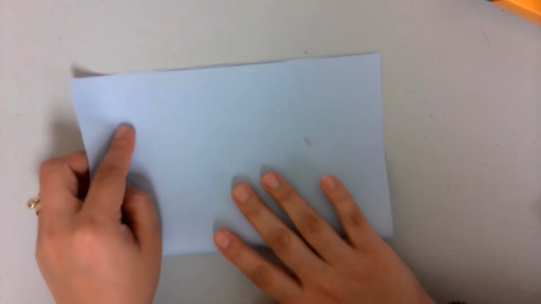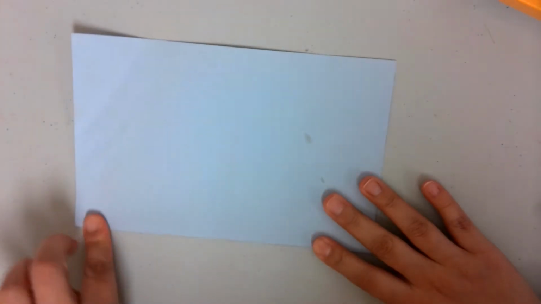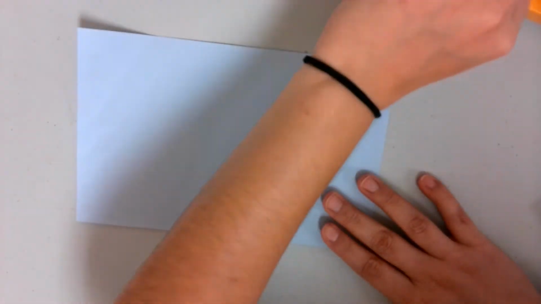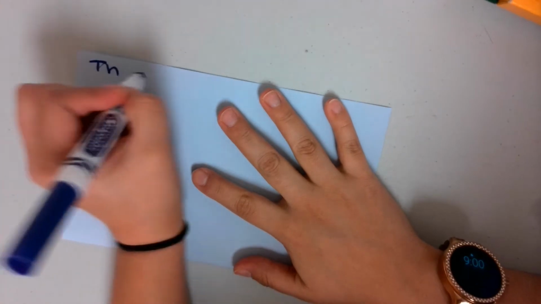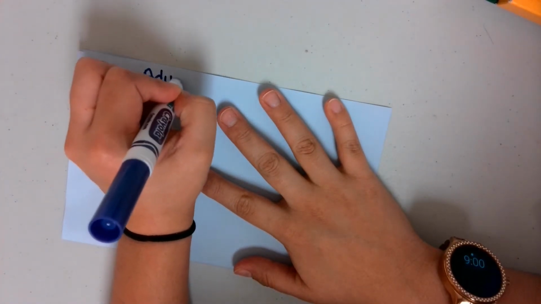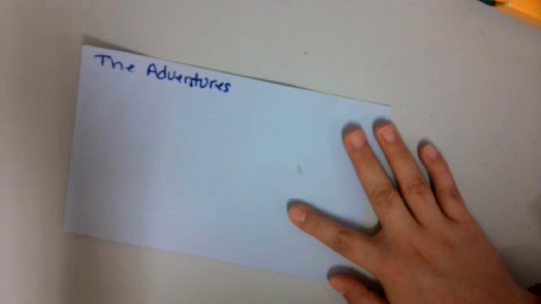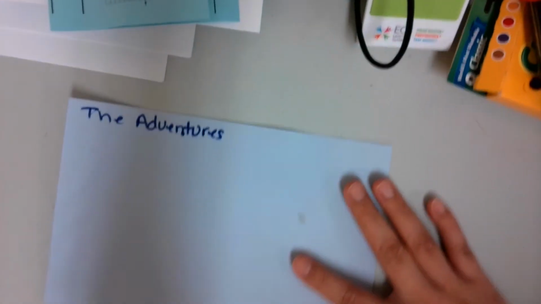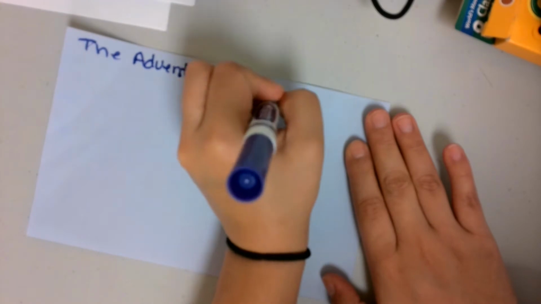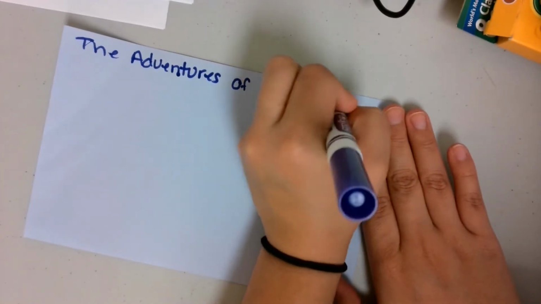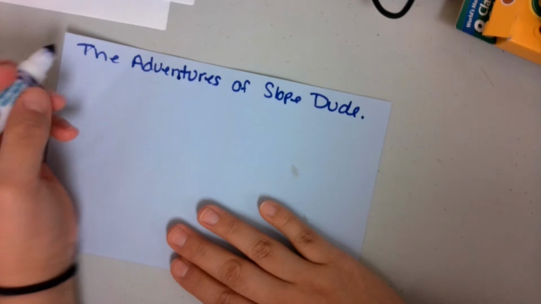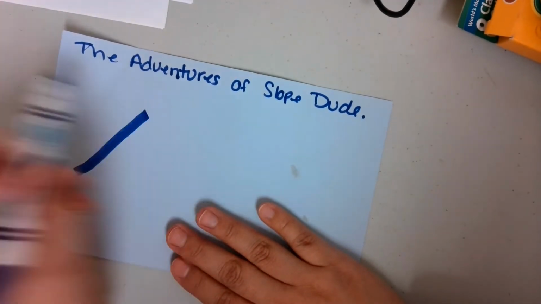Okay. So the first thing we're going to do is you watched, or you should watch, the Slope Dude video. It's The Adventures of Mr. Slope Dude. So we're going to title our next empty page in our journal, The Adventures of Mr. Slope Dude. And then the mountain looks something like this.